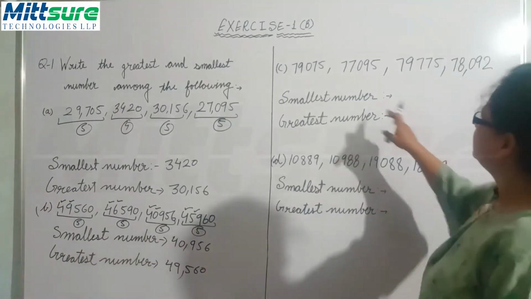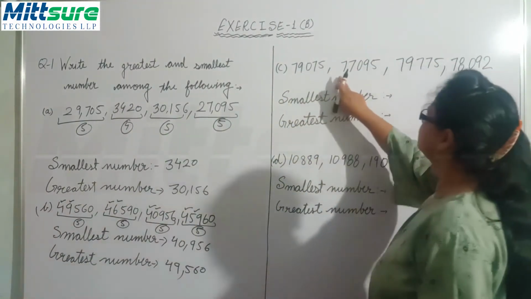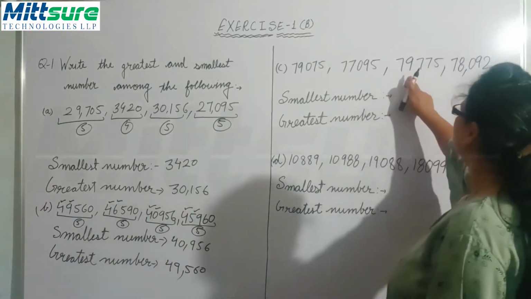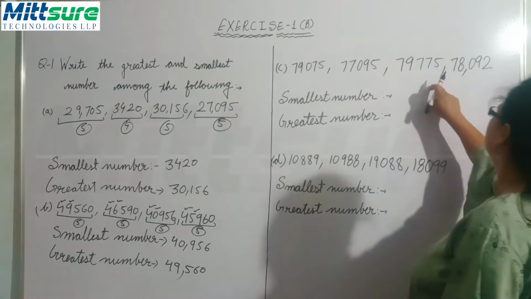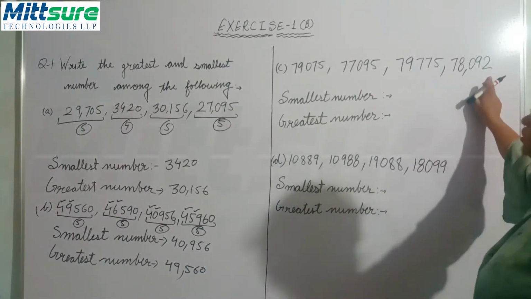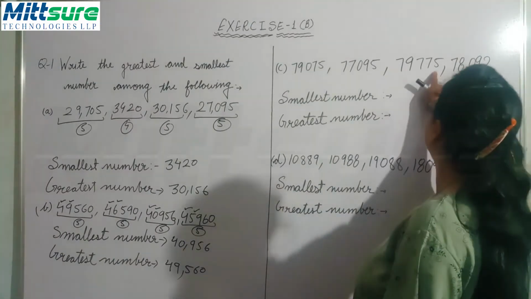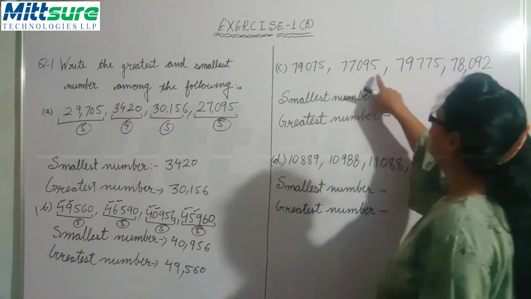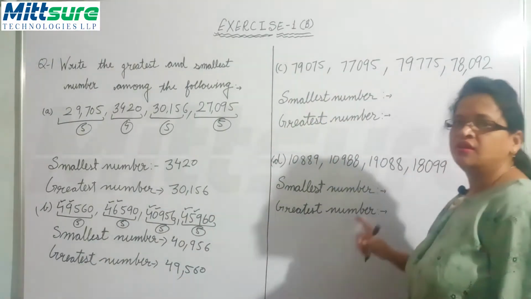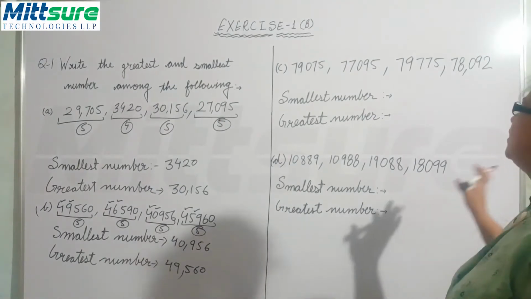Now when we go towards the other numbers, we will see that this is 79,075, this is 77,095, this is 79,775, and this is 78,092. Now we are observing the 5 digits this number is having, 5 digits this number is having, 5 digits this number is having, and 5 digits in this number. All the numbers have 5 digits and these are equal.